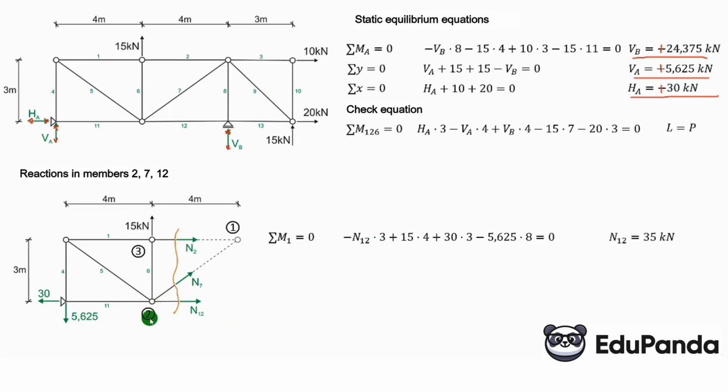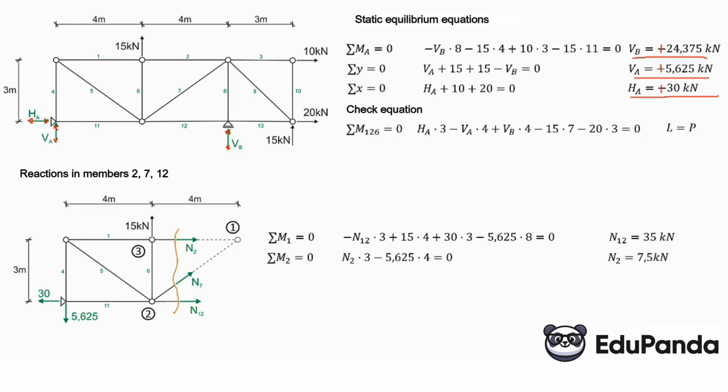Now the sum of moments at point 2. It should equal 0. So we have this N2 on arm 3 minus 5.625 on arm 4. 30 goes through point 2, 15 goes through point 2, N7 and N12 too. From this, the reaction N2 equals 7.5 kN, and we are left to calculate only the reaction N7.